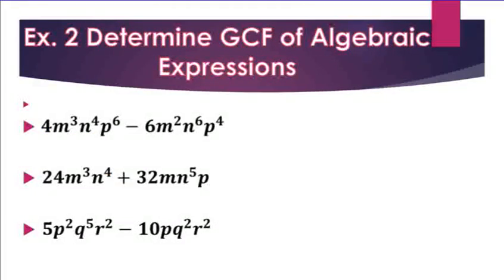Let's work with a few more here. Greatest common factor of 4 and 6 is 2. The most m's I can take out is 2. The most n's is 4. And the most p's would be 4. So that would be our greatest common factor there.